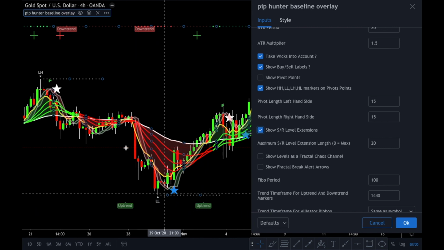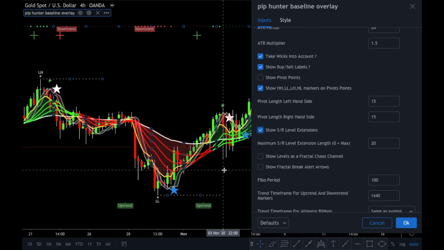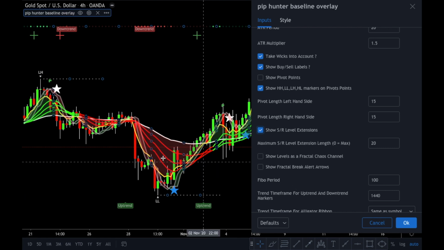Which once again, this will be on the basis of if the market was now to form 15 candles from here and then go down and break this level, you know you're breaking structure. So you're going into a downtrend instead of the uptrend it was going into.